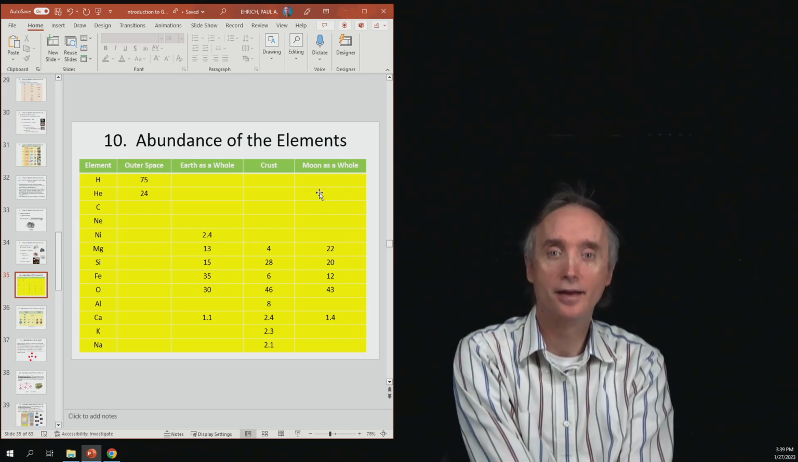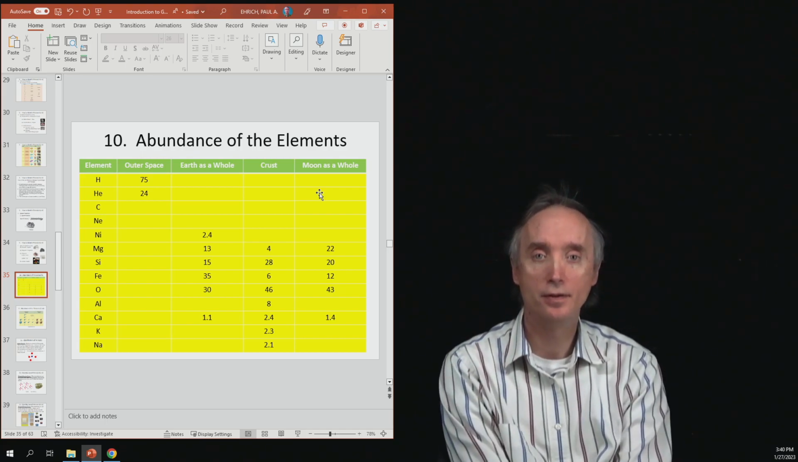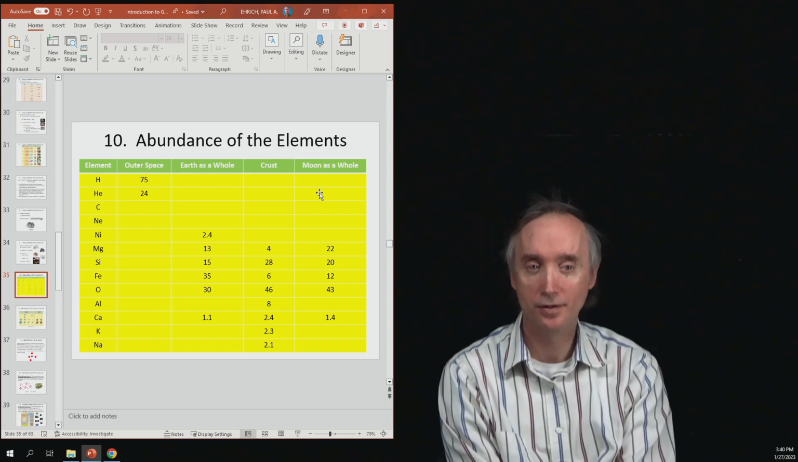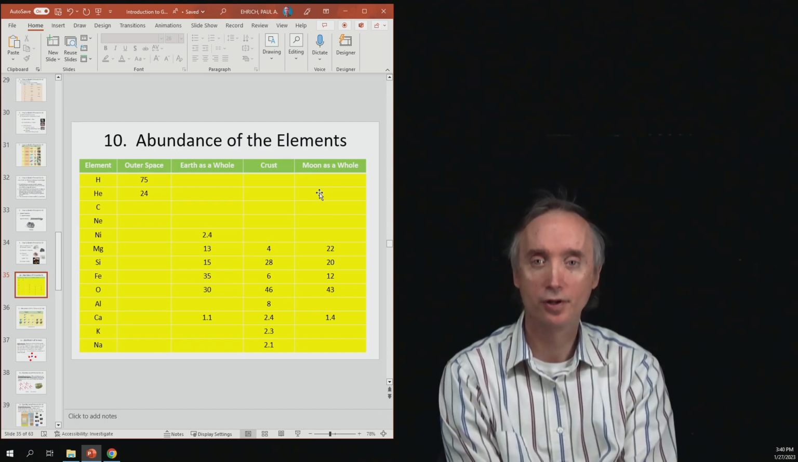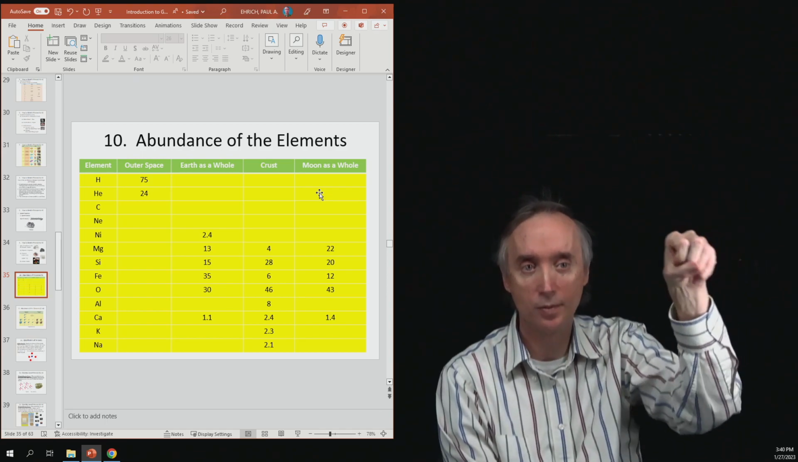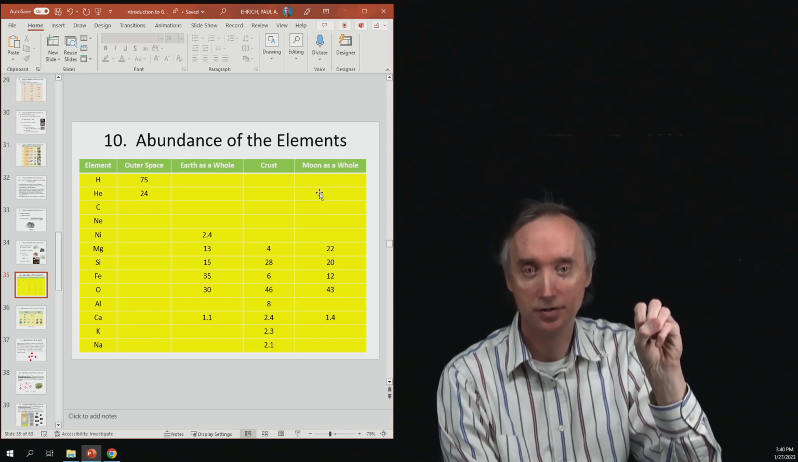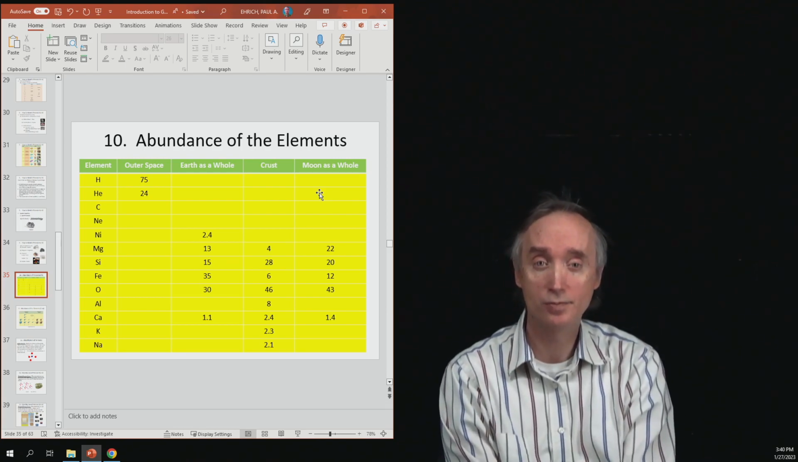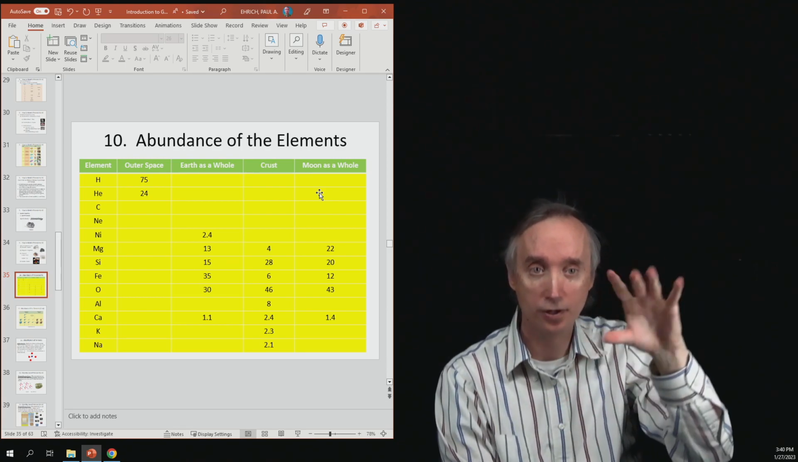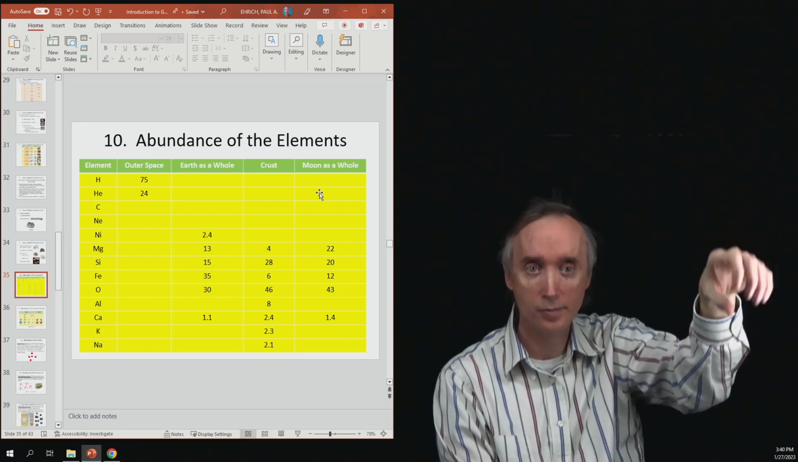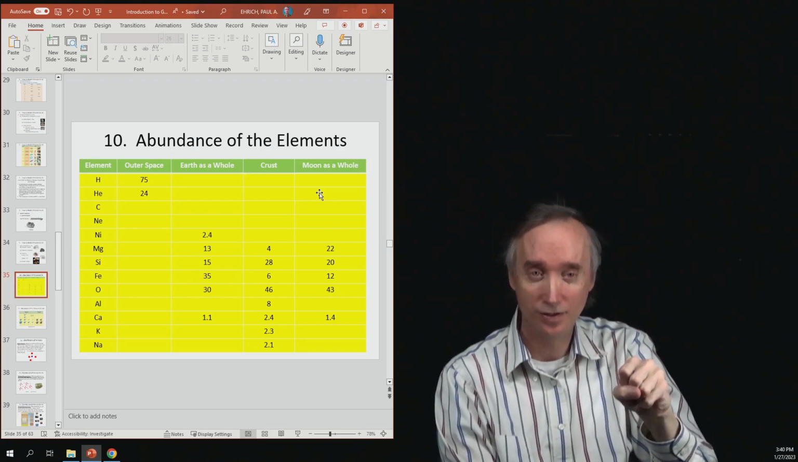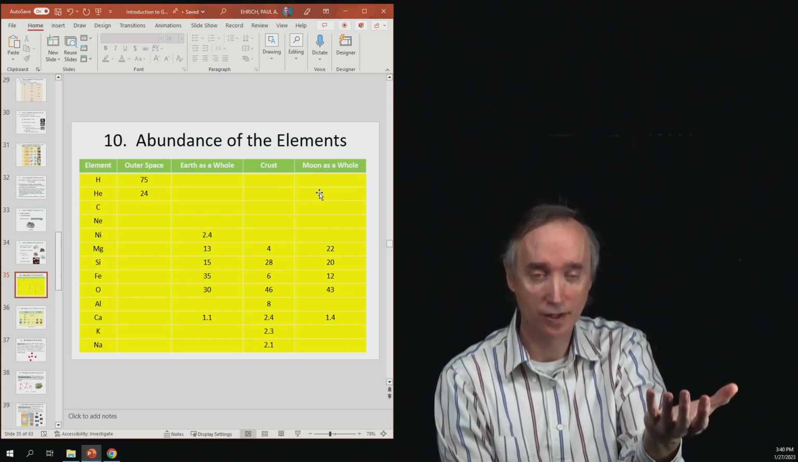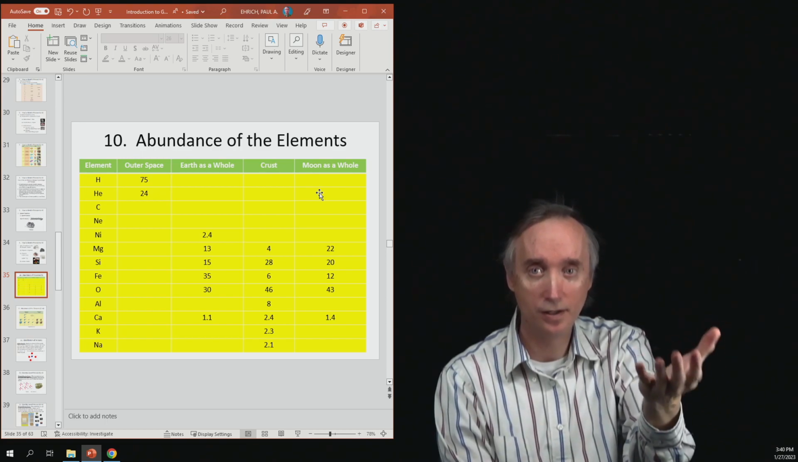Right, I'm back, and now let's talk about the abundance of the elements in the universe. So if you were to go into outer space and sample some of the material that's out there, I know that you're saying, well, it's outer space. Well, even in outer space, there's elements floating around out there. So if you were to grab some outer space, you would notice it's mostly hydrogen and helium.